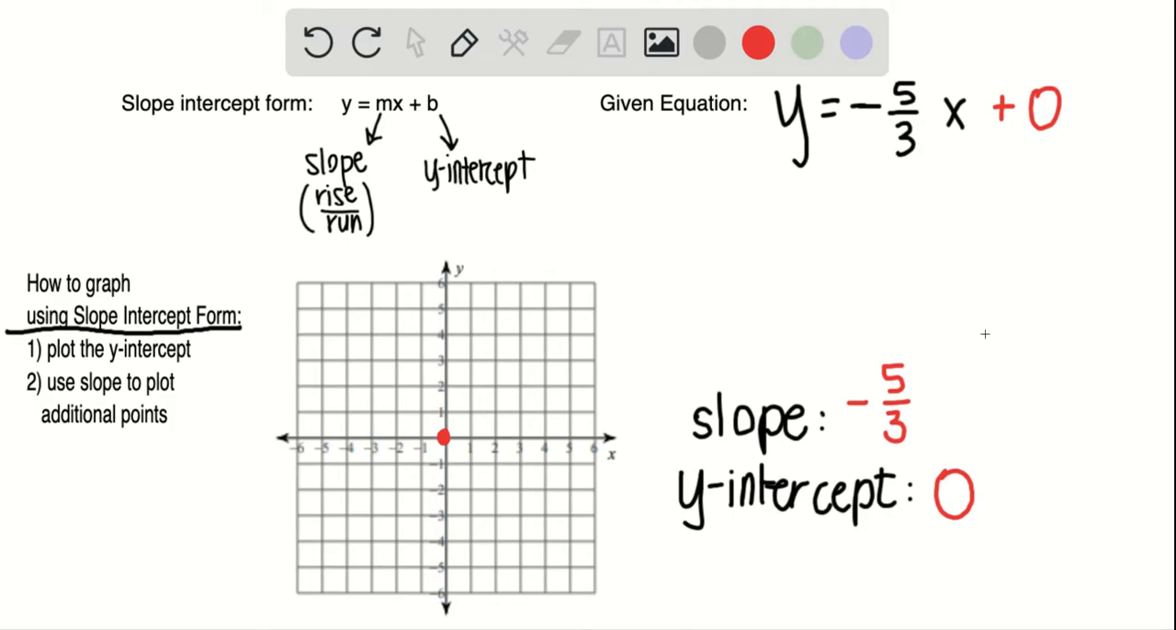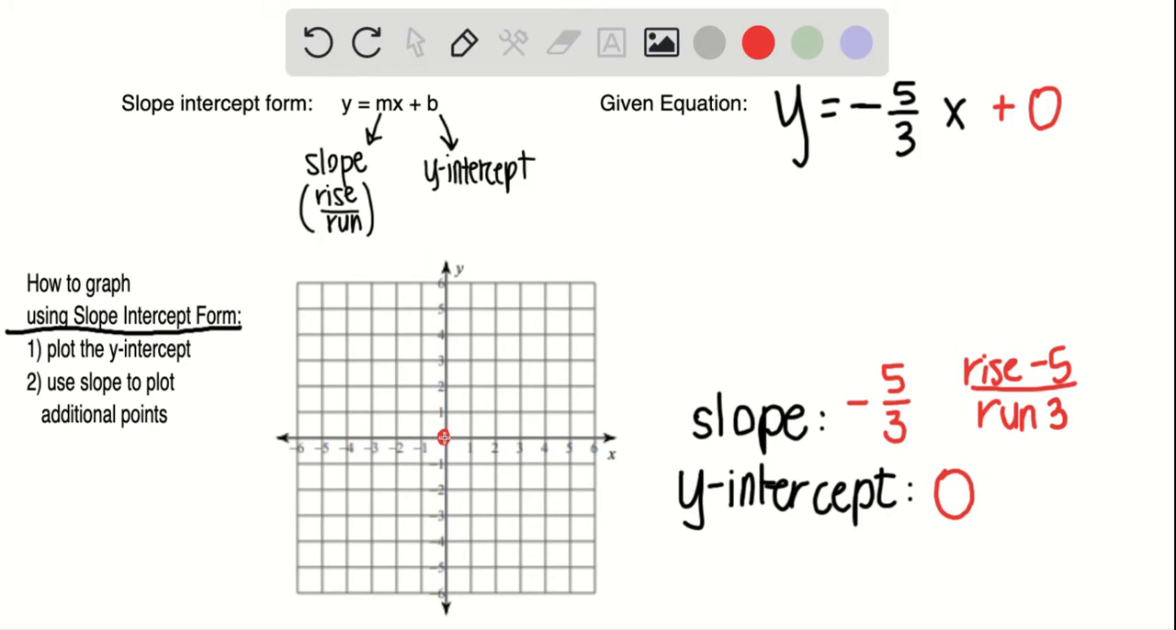Reminder that slope represents rise over run. So I'm going to rise by negative 5 and run by a positive 3. Okay, so you still see how the negative 5/3 is a fraction. I'm going to go back to where I just put my y-intercept at 0.